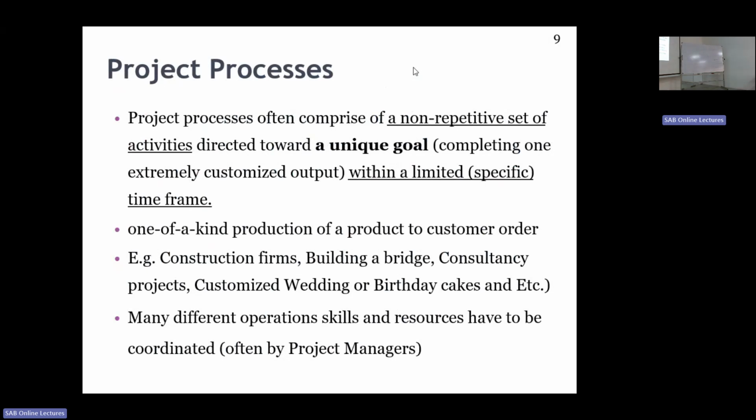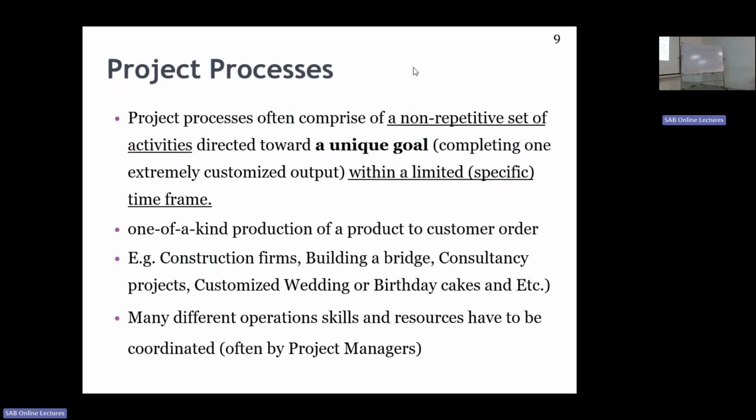For project processors, there is a specific starting point and ending time. For other processors, the quantity is specific, the output is specific, and so on. But here, more than anything else, the processing time is specific, within 3 months, or whatever. So they need to complete the project within a specified time period. That is another main characteristic. It could be even a few minutes, not only days or weeks.